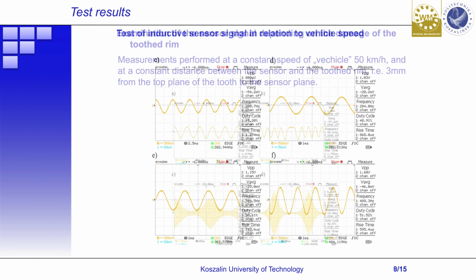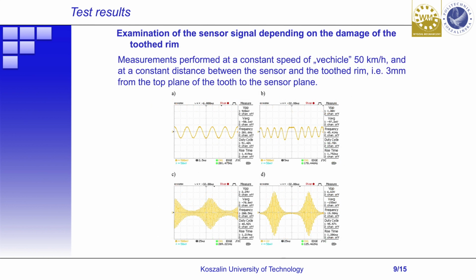The results of examining the amplitude of the signal from the sensor depending on the damage to the toothed rim. Measurements were performed at a constant speed of 50 km/h, and at a constant distance between the sensor and the toothed rim, that is 3 mm from the top plane of the tooth to the sensor plane.